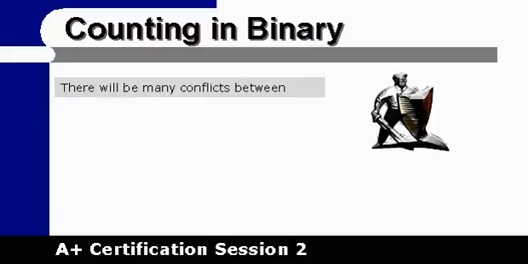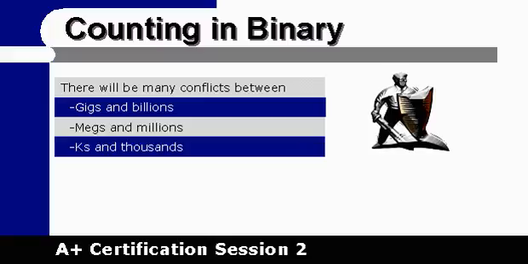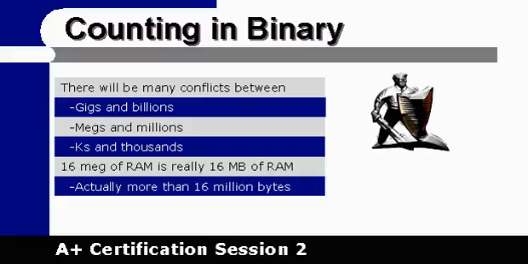Now we're going to run into a lot of conflicts between gigs and billions and megs and millions and Ks and thousands throughout this series, but this is the first place where it really shows up a lot. In particular, if someone says, I have 16 meg of RAM, what they really have is 16 megabytes of RAM. And a meg's not a million. They actually have a little bit more than 16 million bytes of RAM. So, if we understand these quantities, it makes our life a little bit easier when we actually start to look at the RAM itself.